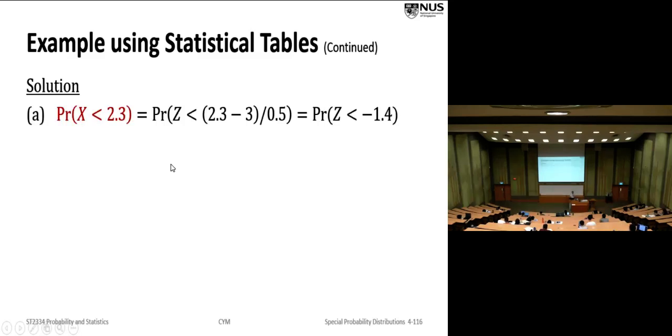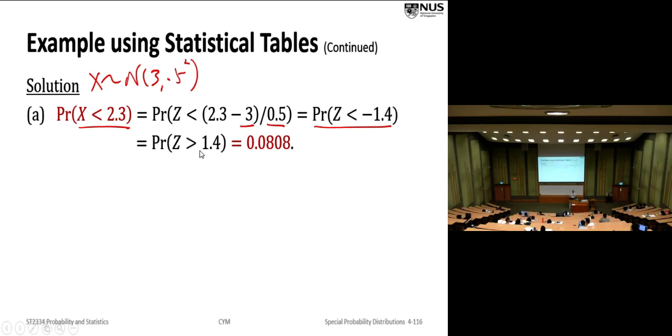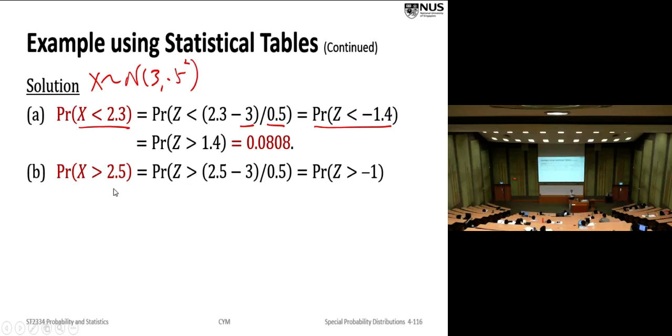So we standardize. Remember, x is a normal distribution with mean equal to 3 and standard deviation 0.5. So therefore, x minus the mean divided by the standard deviation. In other words, x less than 2.3 is equivalent to saying that it is 1.4 standard deviations below the mean. So it's the same as greater than 1.4 standard deviations. So it's 0.0808.